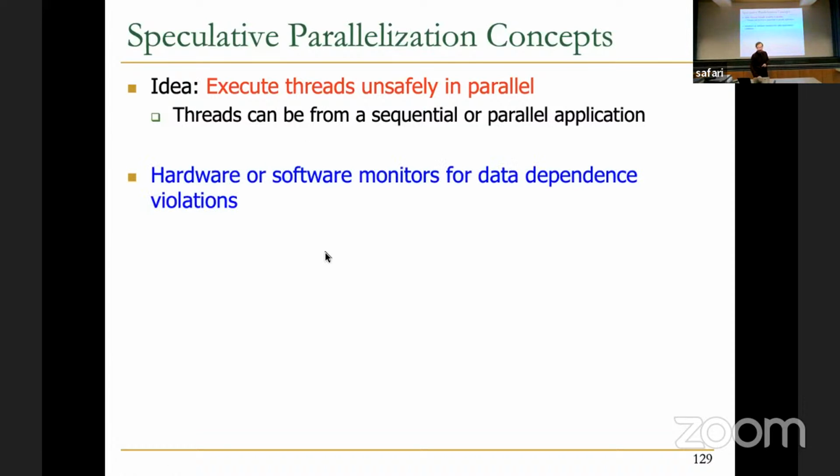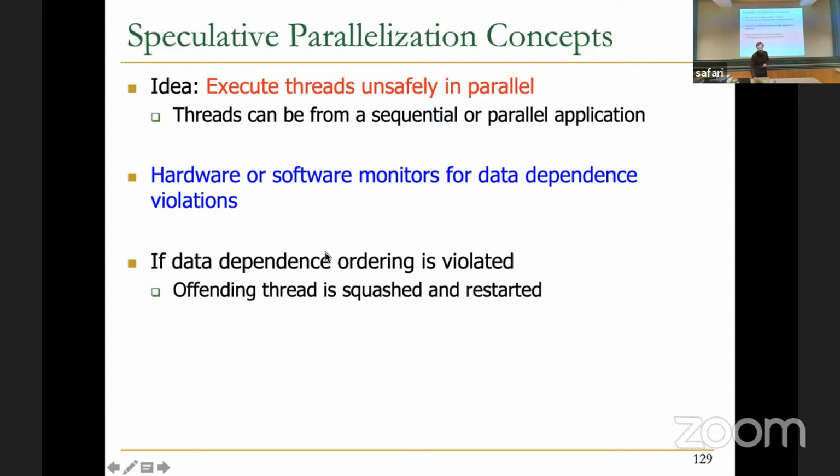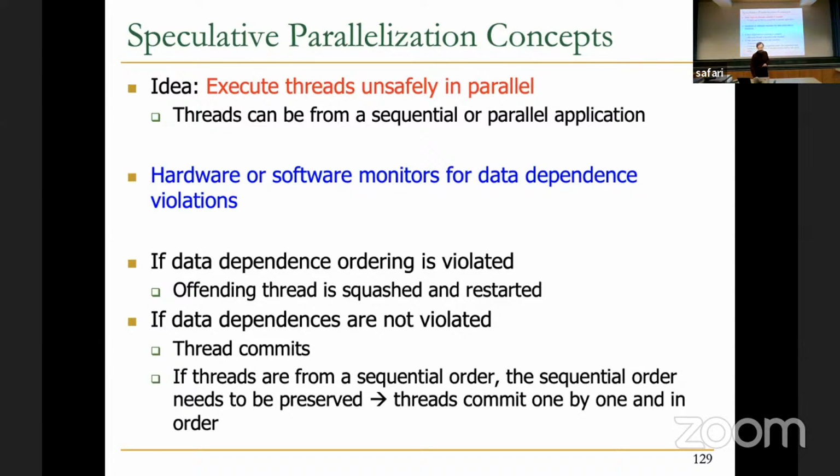Hardware or software monitors for data dependence violations. And if data dependence ordering is violated, the offending thread is squashed and restarted, essentially. If data dependences are not violated, the thread commits. If the threads are from a sequential order, then you need to preserve the sequential order, of course.